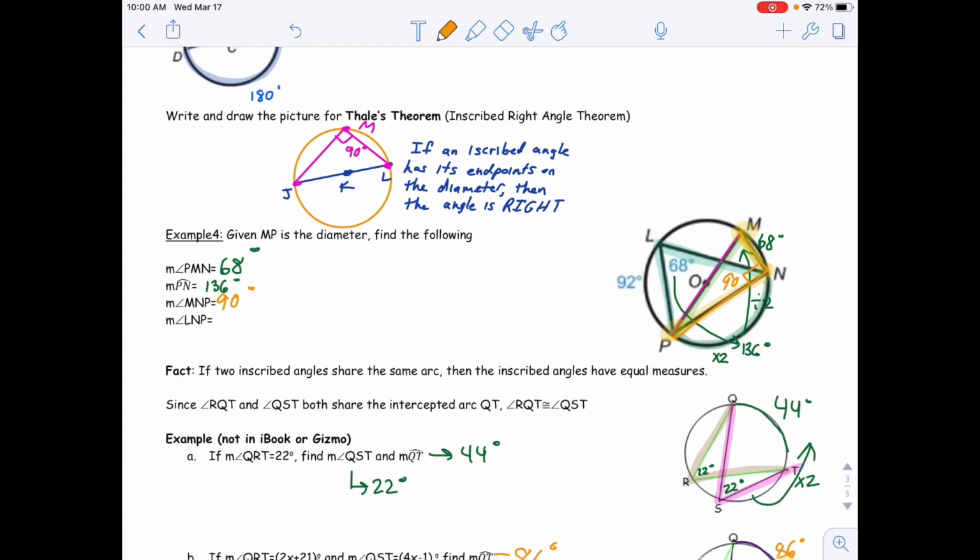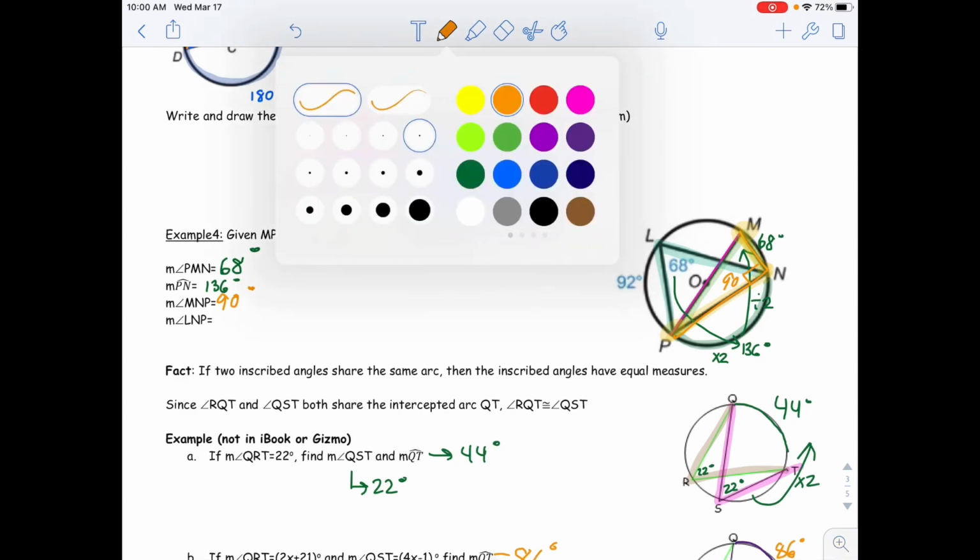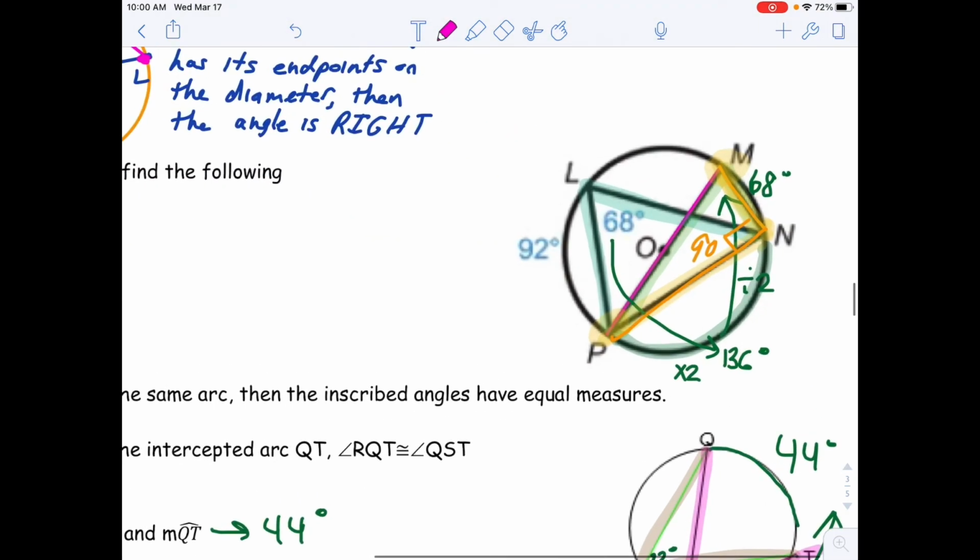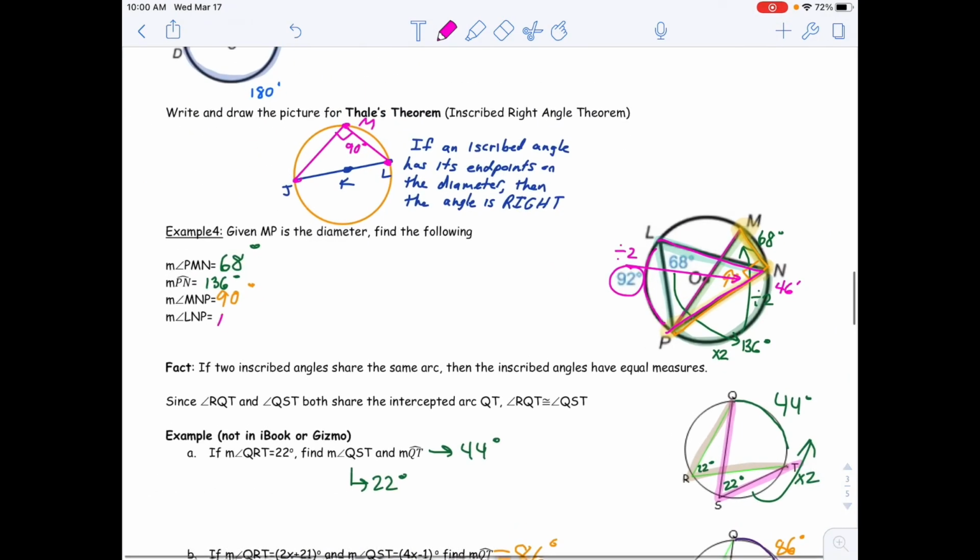All right. And then the last thing right here is just using stuff we already talked about. A lot of chaos going on right now, but we need this angle. This is the intercepted arc, so I'm going to take 92 and just divide by 2. And it's 46 degrees. All right, so that's that.